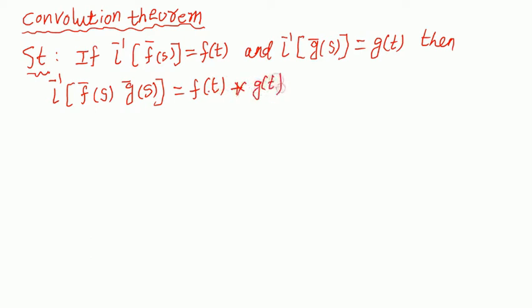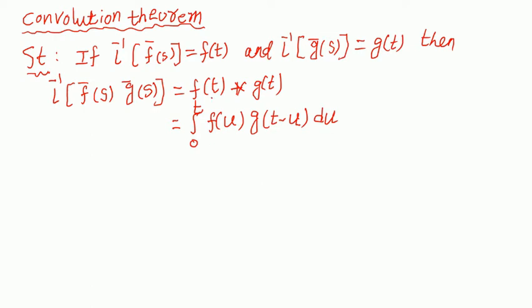Convolution product of f of t and g of t can also be written as integral 0 to t f of u into g of t minus u into du, right?